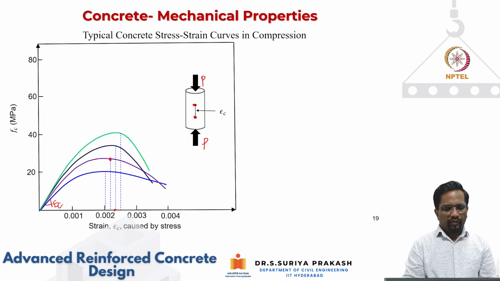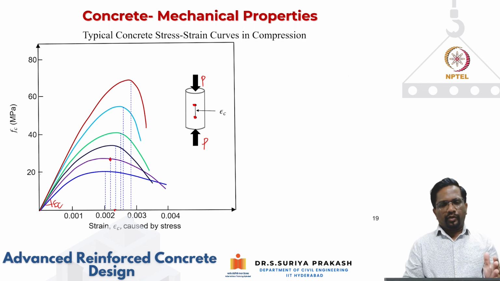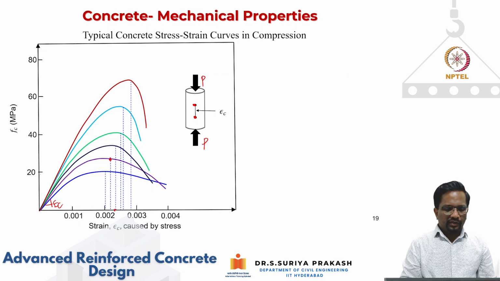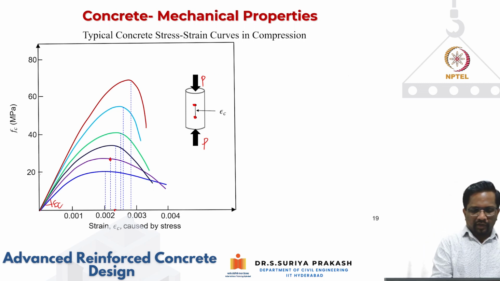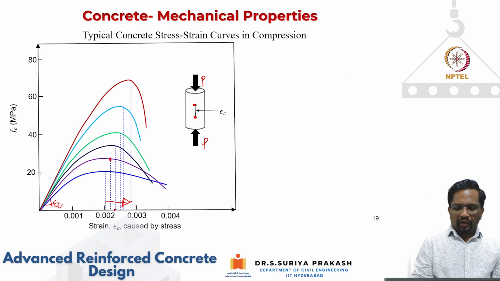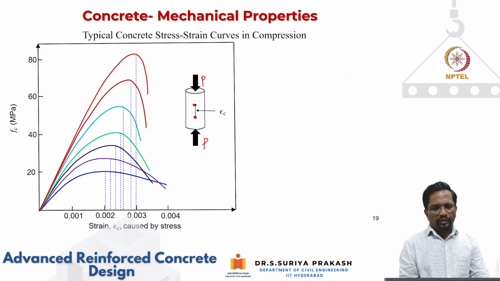And if you go to 45, again same trend. If you go to 60, again same trend. And then if you go to 70, again same. So you can see that with the increase in compressive strength, elastic modulus is increasing, and the strain corresponding to peak stress is also increasing. That is what this dotted line shows, the dotted line keeps shifting towards the right. So that indicates that the strain corresponding to your peak is increasing, right? Okay, so this is the way it is.